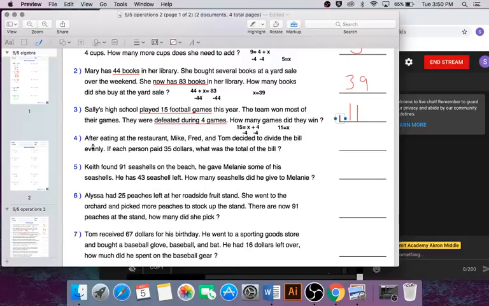Number 4. After eating at the restaurant, Mike, Fred, and Tom decided to divide the bill evenly. Each person paid $35. What was the total of the bill? So we know that there's Mike, Fred, and Tom, which is 3 people. So that's how many people divided the bill. So each person paid $35.